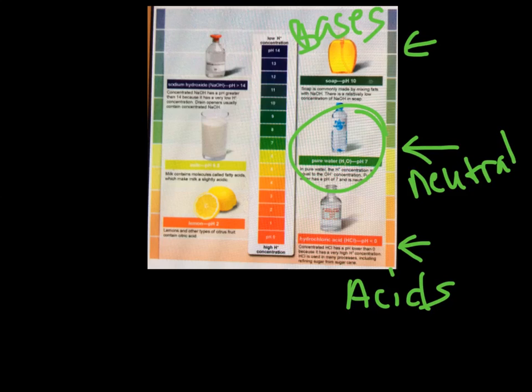So the last thing you need to know is that as you're reading this scale, if I were to give you an item and tell you that its pH was a 3, you need to know that that means it's an acid. If I were to tell you that its pH were 11, you need to know that that's a base.